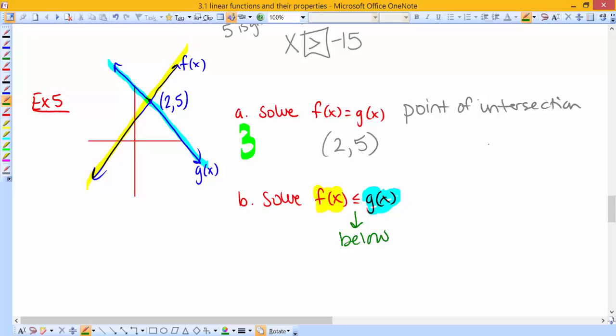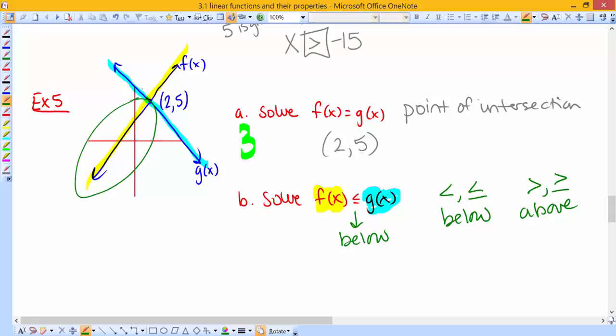Less than means below. Okay, so less than or equal to is below. Greater than and greater than or equal to is above. If you have not written that on a post-it note yet, you need to do so. So I want where yellow is below blue. So when I look here, there it is. Yellow is below blue, underneath.